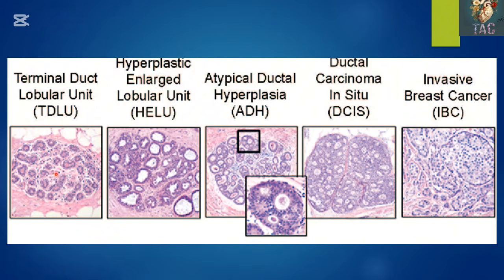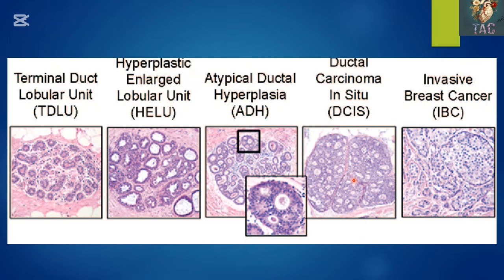So here are the four different stages. First is the terminal duct lobular unit. Here you can see the normal morphology. In this area you can see the hyperplasia, with enlarged lobular units present. In this slide you can see the atypical ductal hyperplasia, and in the inset you can see it at higher magnification. You can appreciate that the duct is involved, also the connective tissue surrounding the duct is involved, and the nucleus to cytoplasmic ratio is increased.